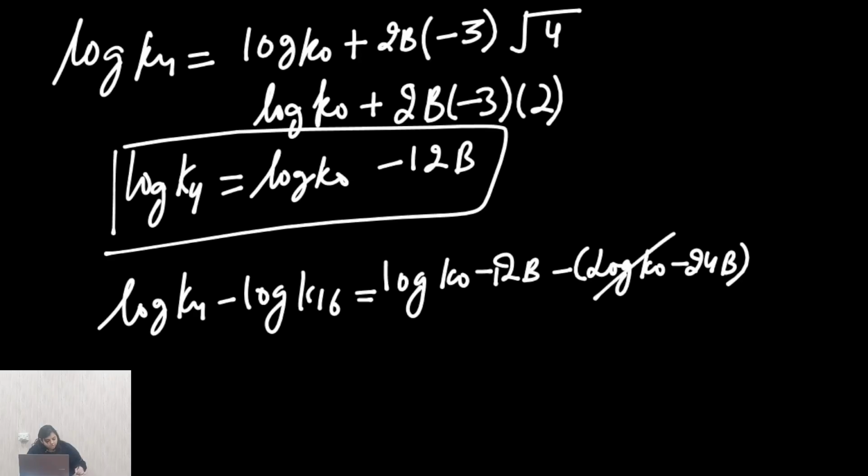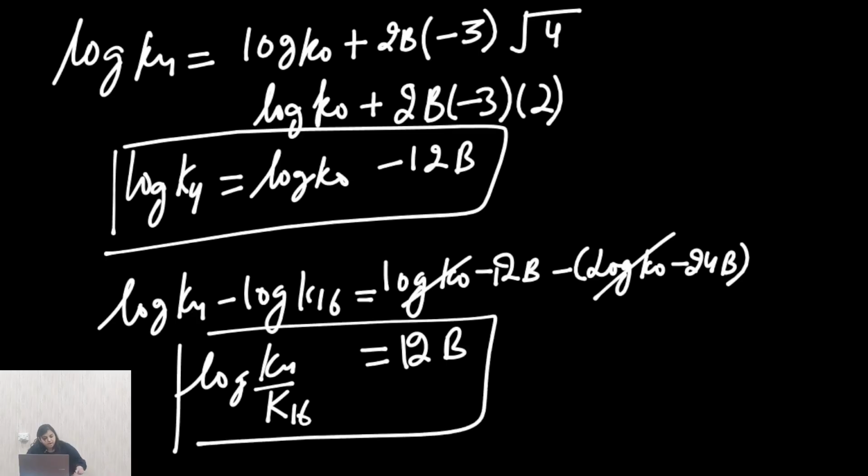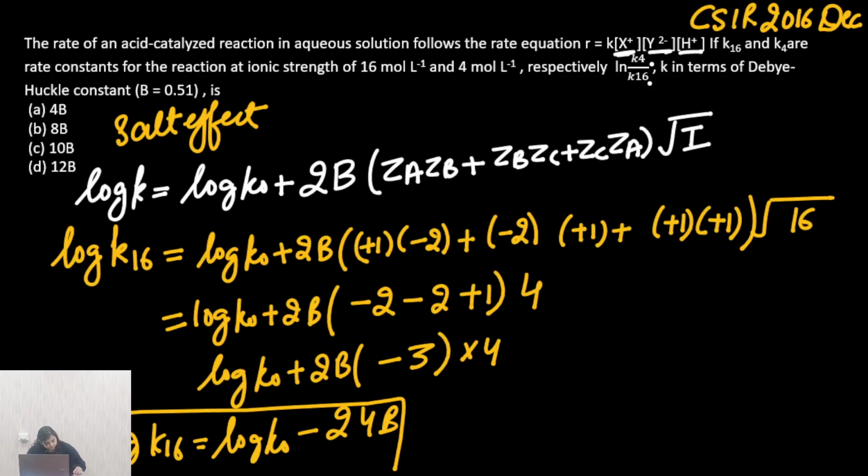So this log k0 and log k0 will get cancelled out. The answer we will be getting is 12b, that is equal to log of k4 upon k16. So this is going to be your answer, which means option D becomes the correct answer for this one.